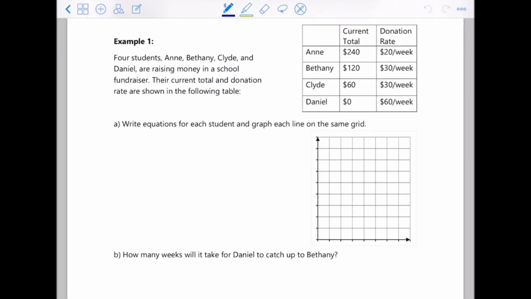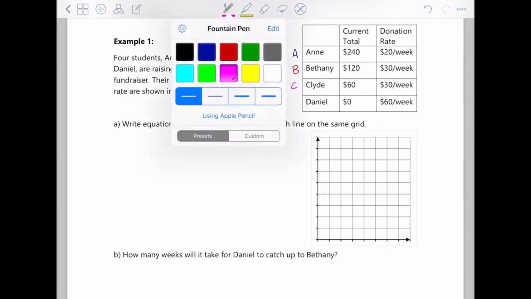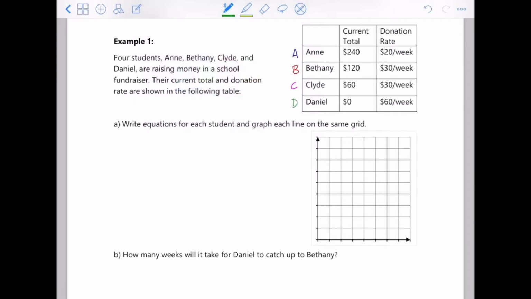So example 1. 4 students, Anne, Bethany, Clyde, and Daniel, are raising money in a school fundraiser. Their current total and donation rates are shown in the following table. So I will label these names as A for Anne, B for Bethany, C for Clyde, and D for Daniel. And they want us to write equations for each student and graph each line on the same grid.